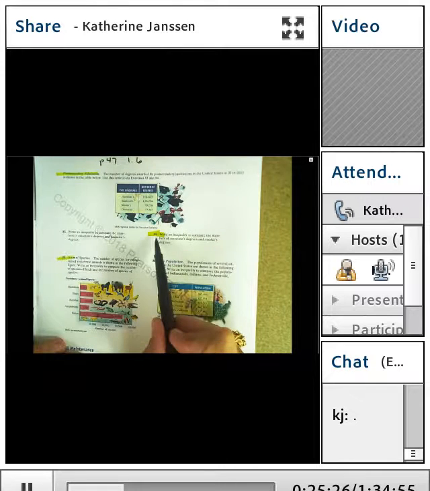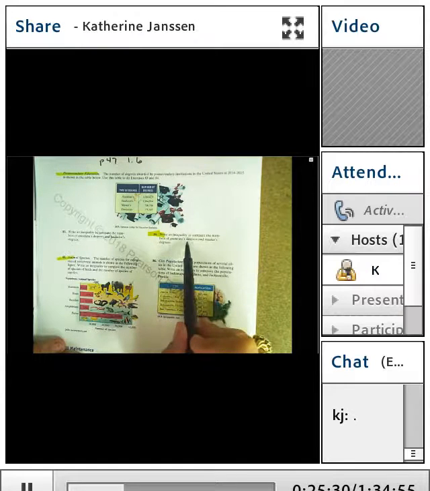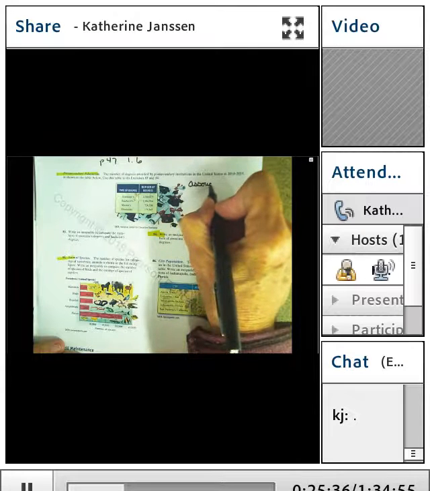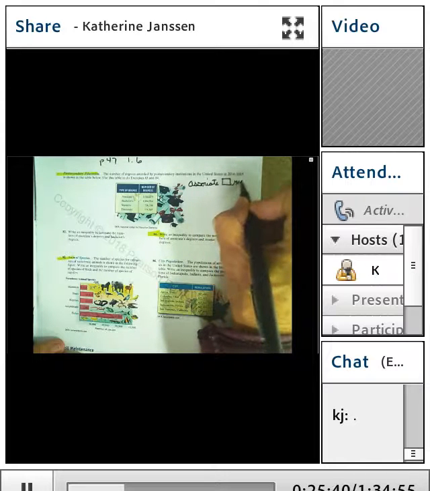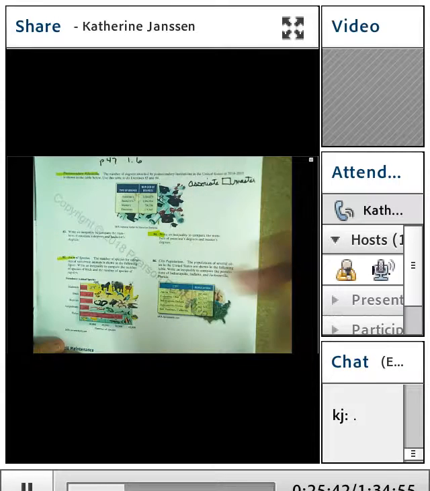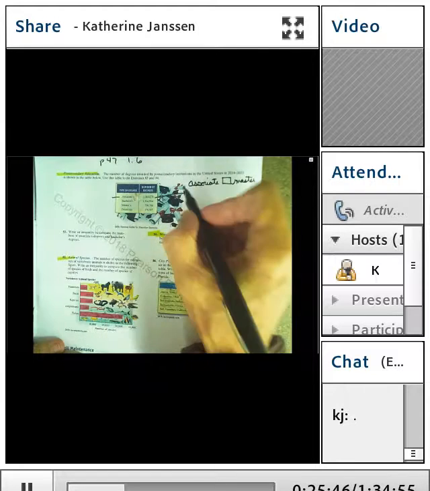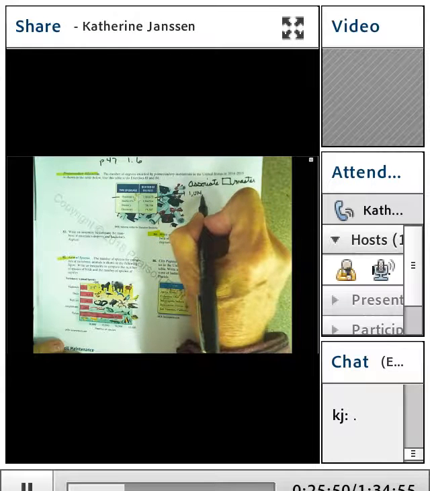So, number 84, write an inequality to compare the number of associate degrees and master's degrees. So we want to compare associate degrees to master's degrees. Our associate degrees, 1,014,023.